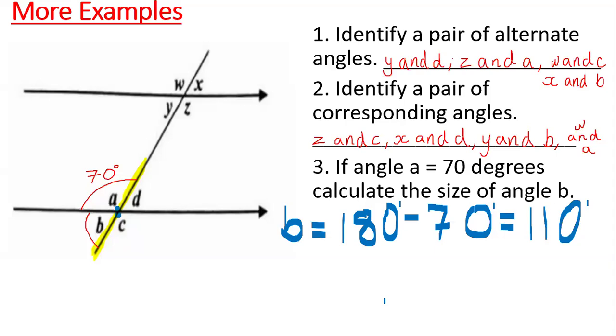Mr. Petit, can you put a C for this one? You can use a C for this. No, they didn't ask for co-interior angles. Yes, sir.